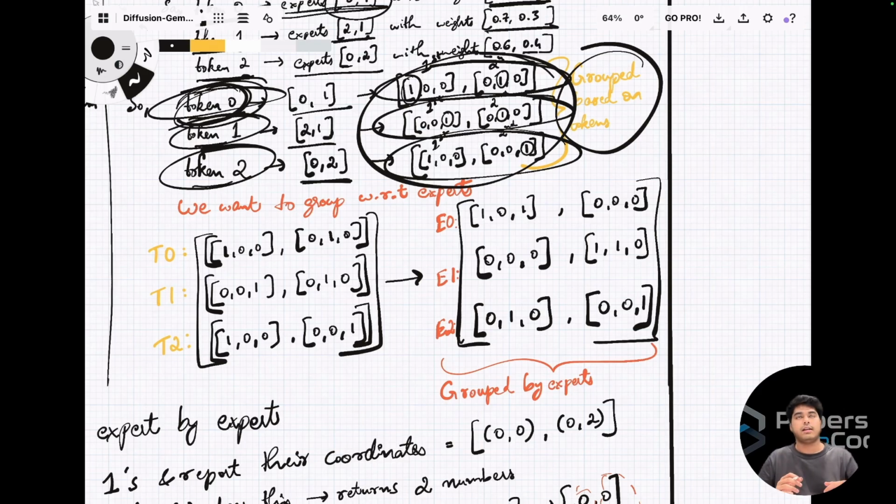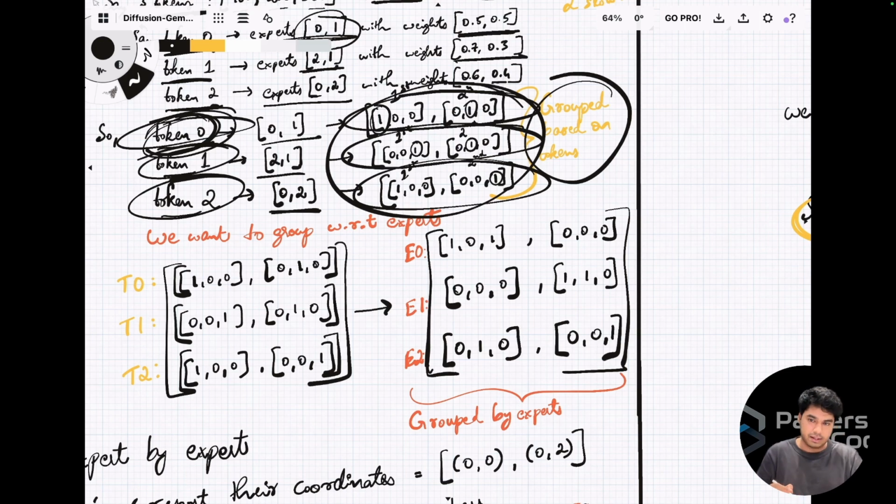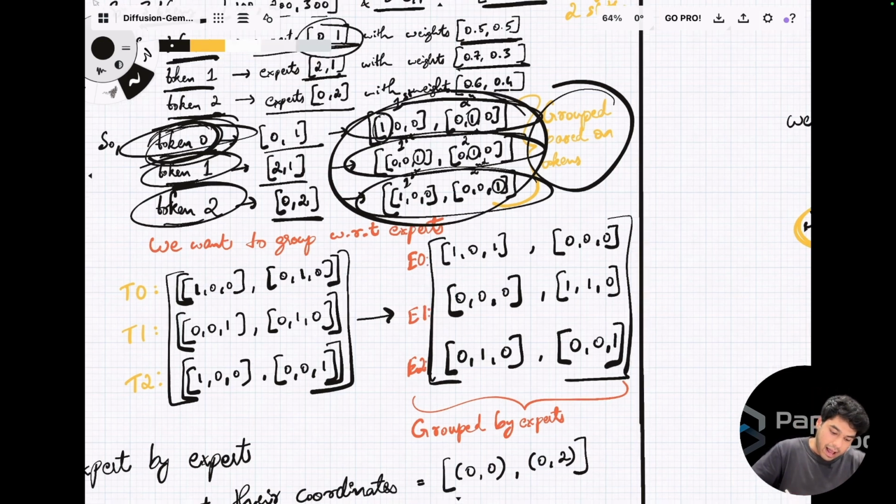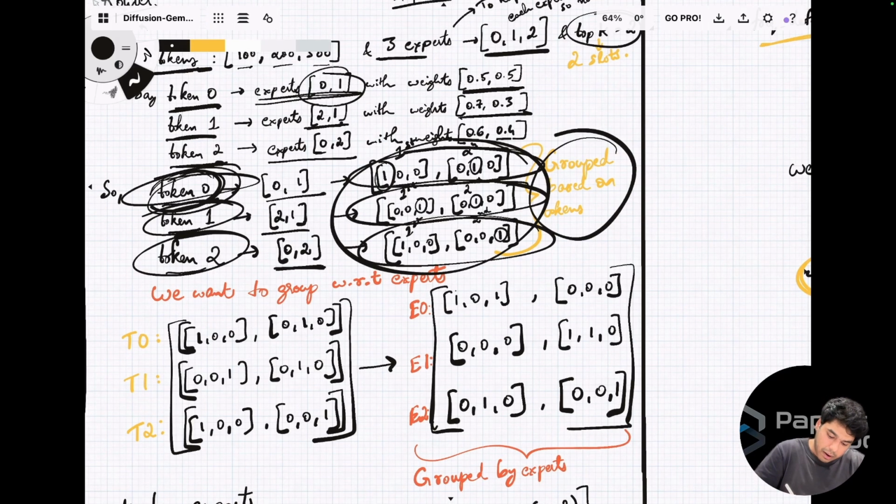If you're a computer science student, you might know what row major and column major are, right? Essentially, one is indexed based off of the rows and the other is indexed based off of the columns. We're doing something very similar to that. We can call it token major to expert major: something that's indexed based off of the tokens, and something that's indexed based off of the experts. So let's see how this happens, right? If we look at expert 0, it is chosen by token 0 and token 2 as its first preference.